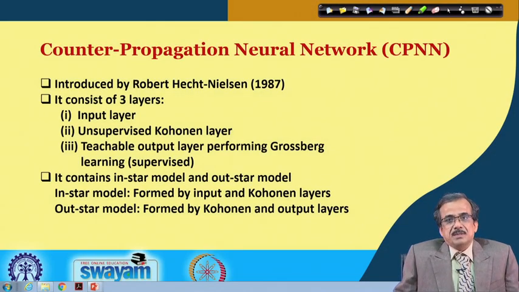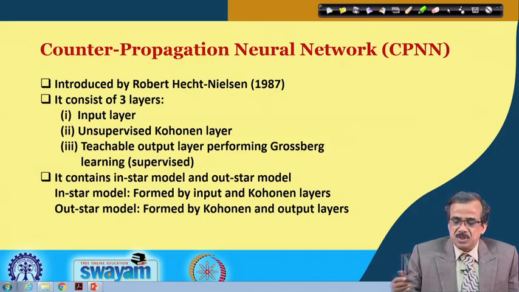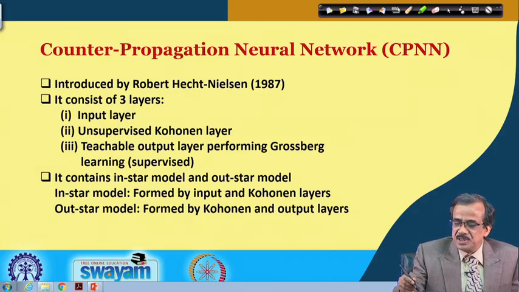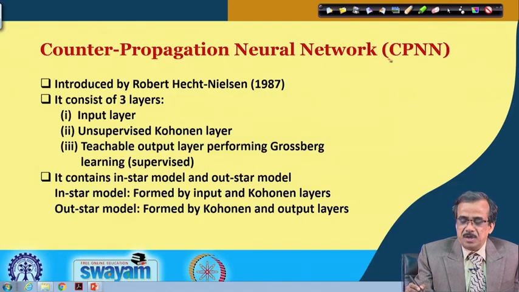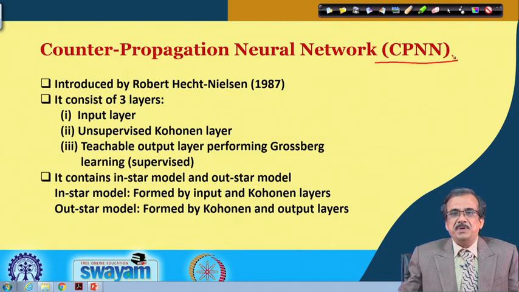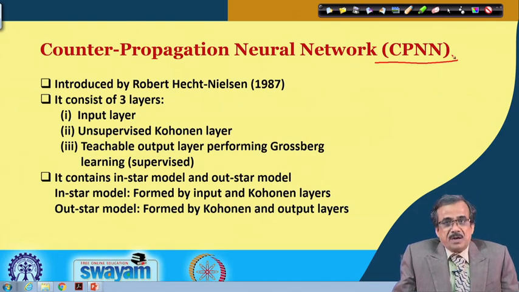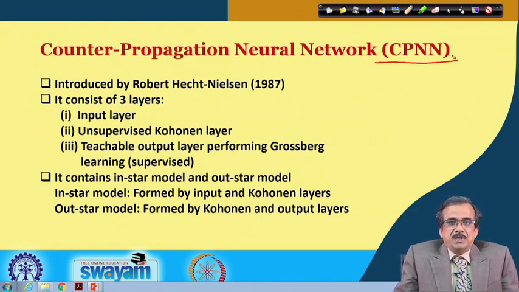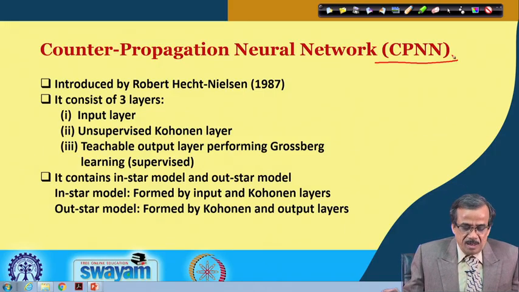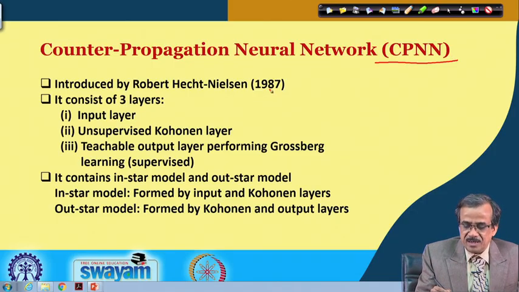We are going to discuss the working principle of another very popular network, and that is actually called the counter-propagation neural network, in short the CPNN. Before I start with this particular network, let me tell you the purpose of developing it. The purpose is once again to model the input-output relationship of a process as accurately as possible. This was proposed in the year 1987 by Robert Nielsen.